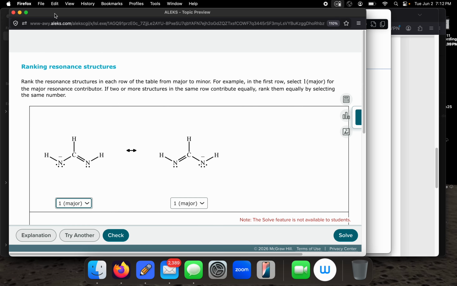Ranking resonance structures, very important. I'm so glad you're wrestling with this. Good luck.